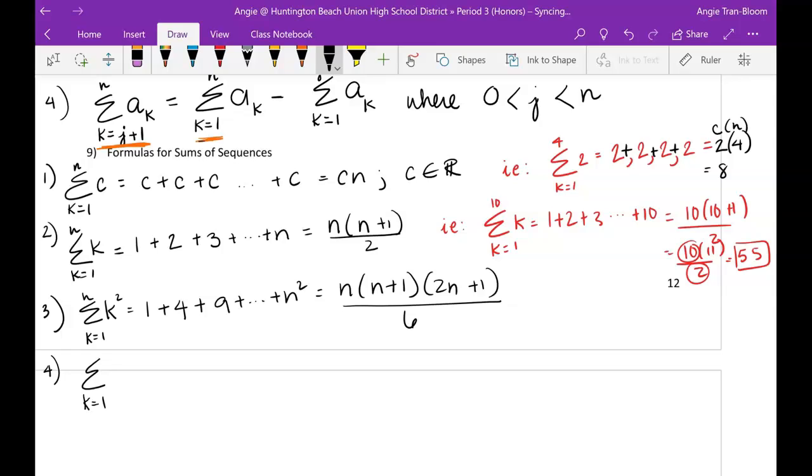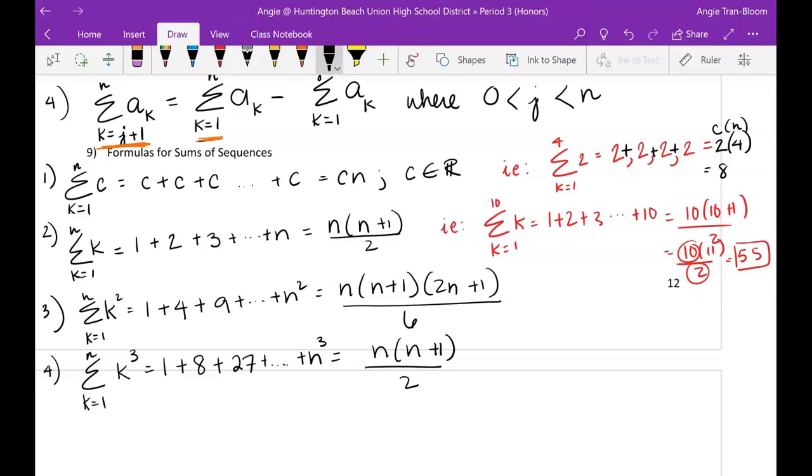Okay. The summation starting at 1, again, k equals 1 to n. What if I have k to the third? So when k is 1, 1 to the third is 1. When k is 2, 2 to the third is 8. When k is 3, 3 to the third is 27, and so on, plus n to the third. Well, all right, here we go. The formula for this is going to be n times n plus 1 all over 2. Well, that looks too much like k, right? So that can't be right, because this is k to the third. So what's happening is we're going to take the quantity of that all and square it. Okay, so that is the formula to the third power.